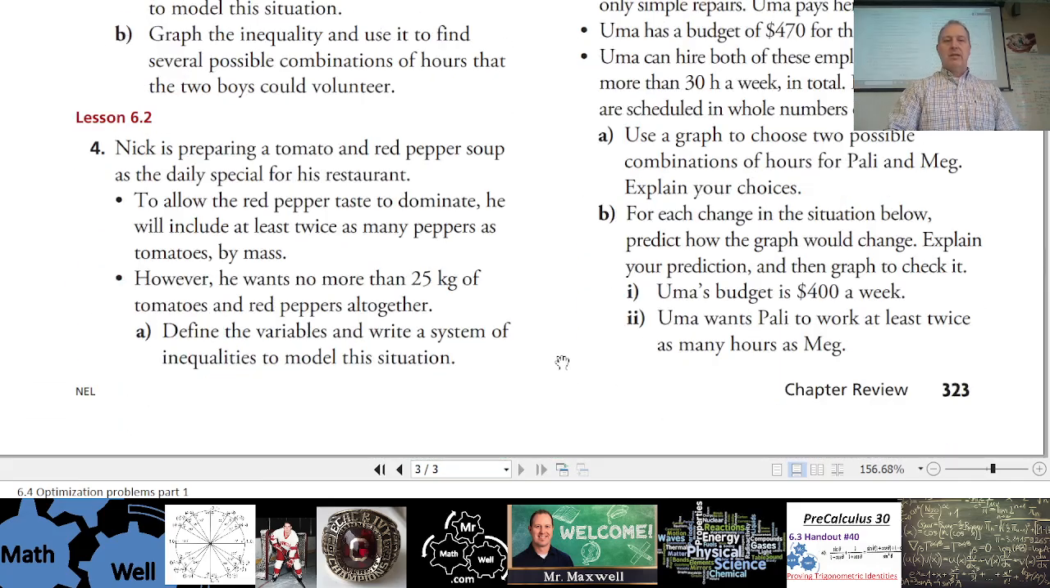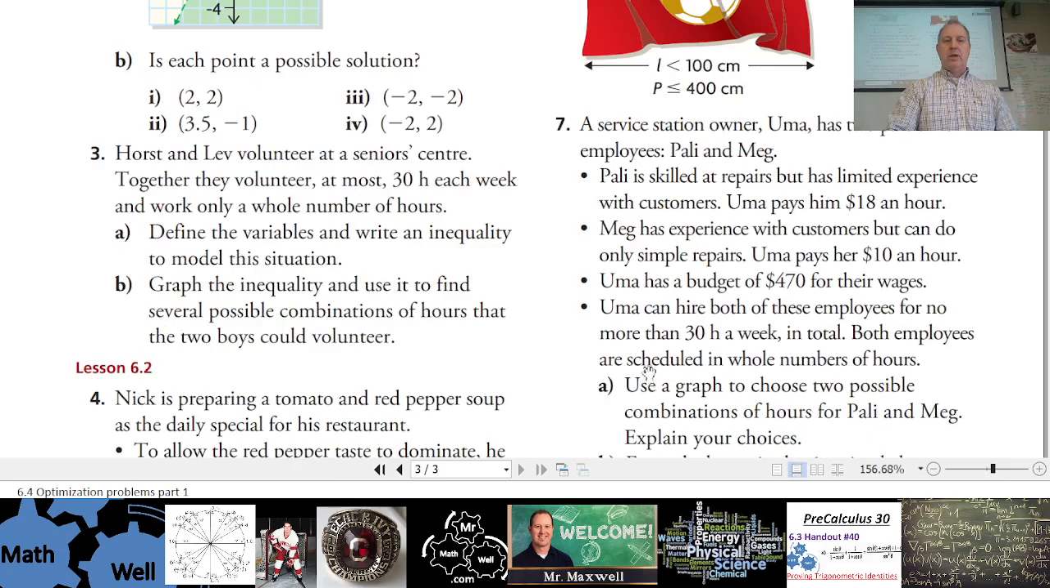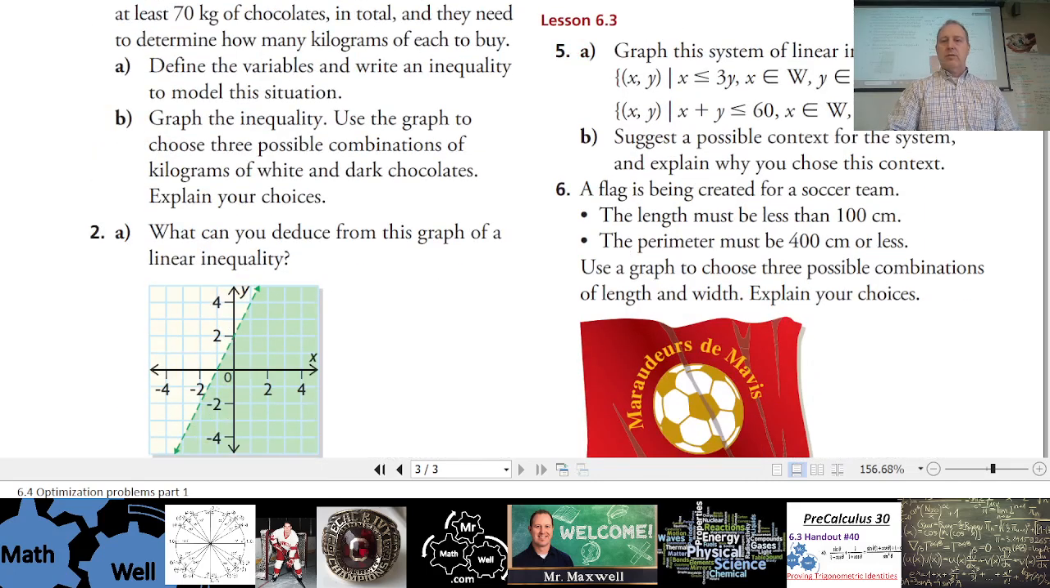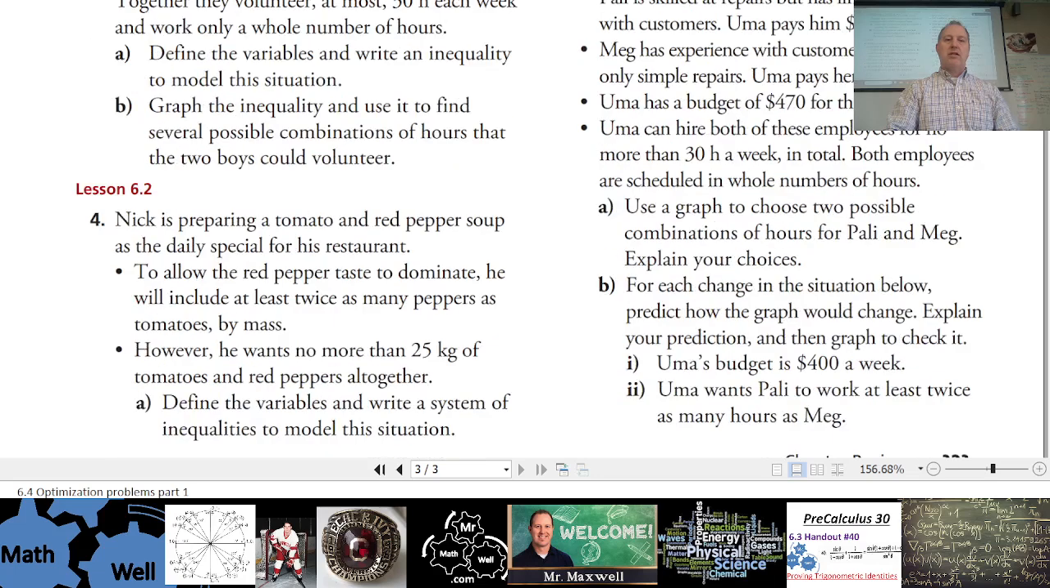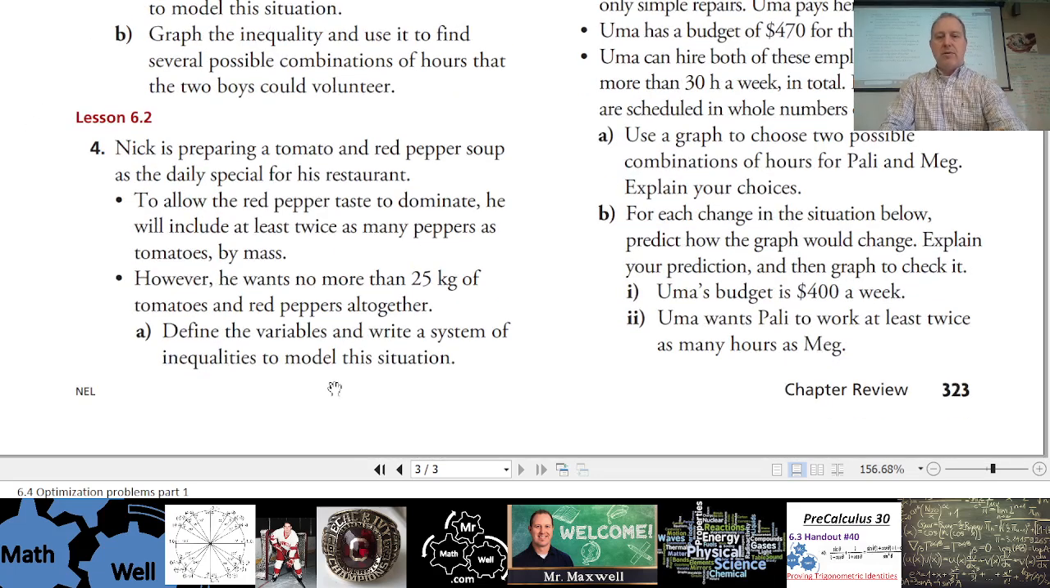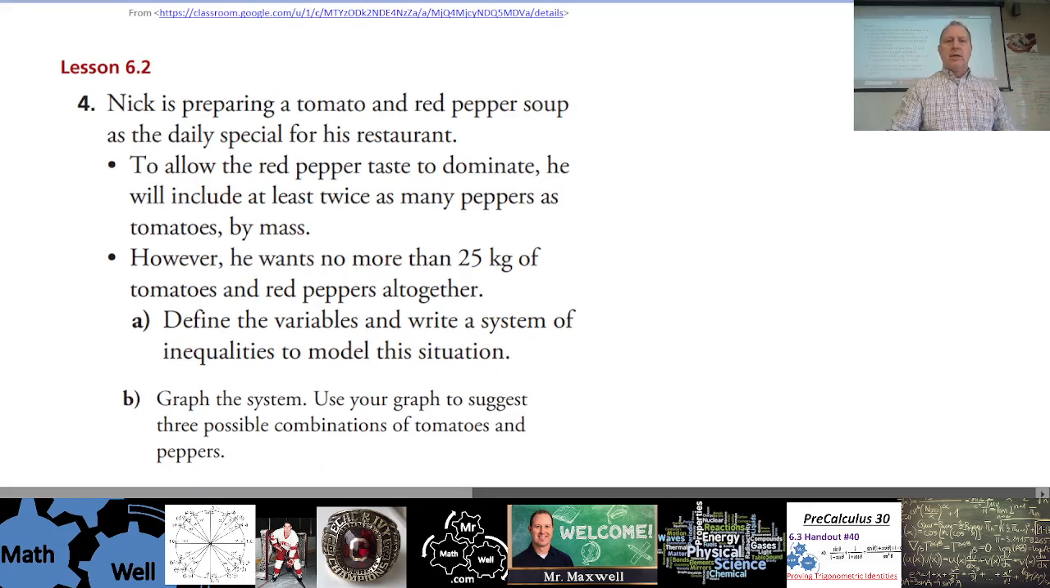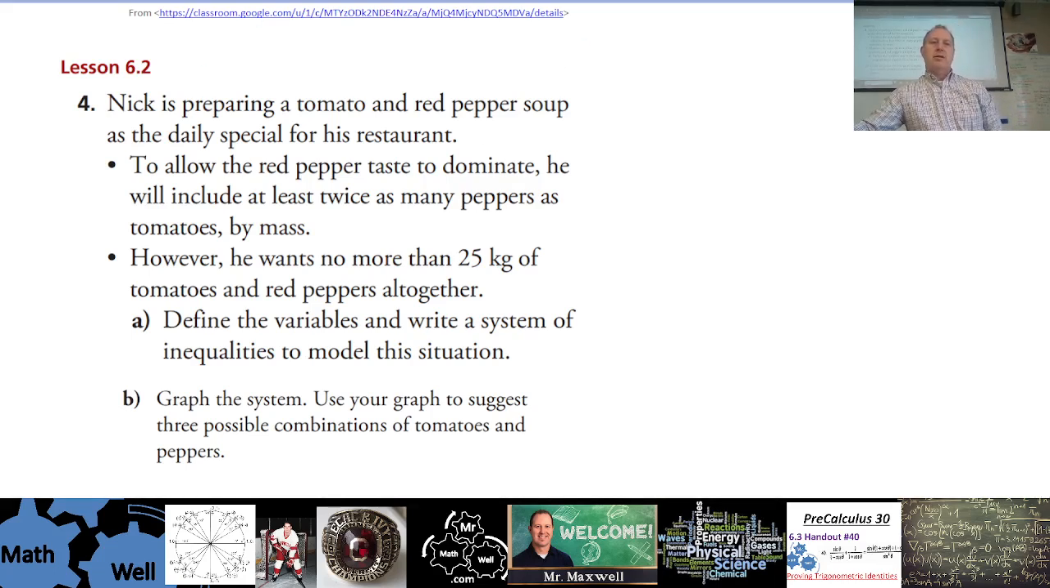What I'd like to do is go over a question here. Let's see, we could do number 6. Number 4 and number 6 are pretty much the same. Let's do number 4, 6.2, number 4 from the mid-unit review. Okay, so let's take a look at this question here. It says, Nick is preparing a tomato and red pepper soup as the daily special for his restaurant. All right.